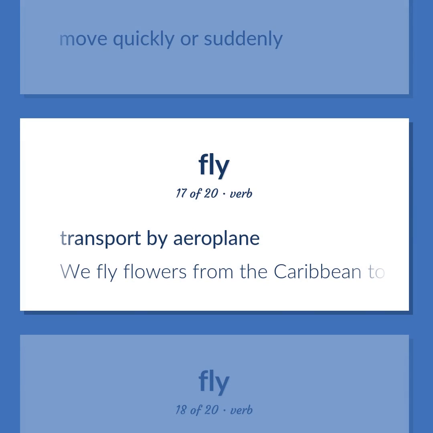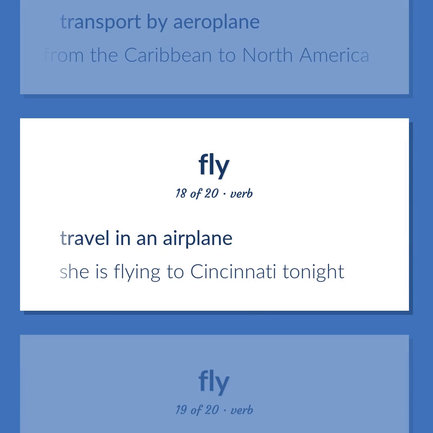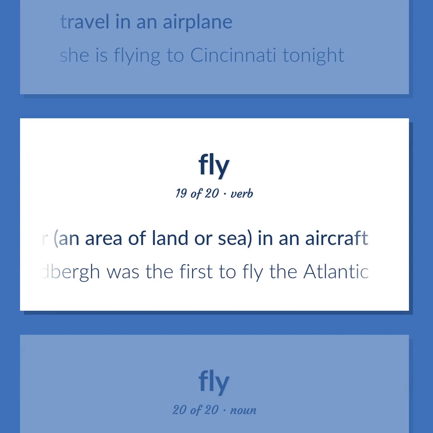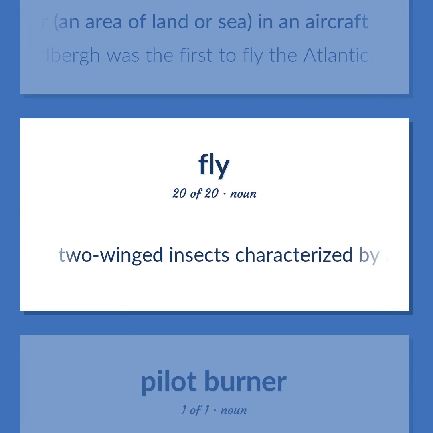Transport by aeroplane. We fly flowers from the Caribbean to North America. Travel in an airplane. She is flying to Cincinnati tonight. Travel over an area of land or sea in an aircraft. Lindbergh was the first to fly the Atlantic. Two-winged insects characterized by active flight.